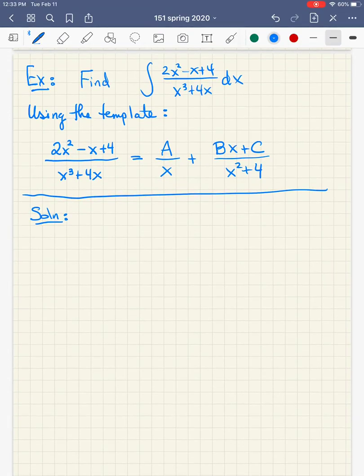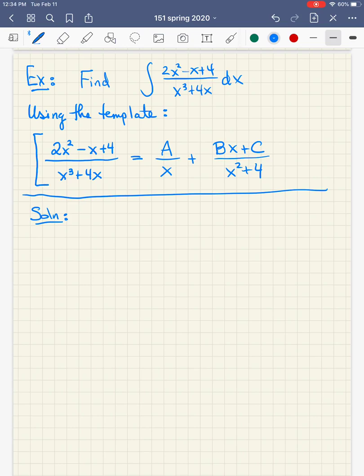All right, welcome to our next video on partial fractions. In this one, we're asked to do a pretty complicated looking integral. It's got 2x squared minus x plus 4 over x cubed plus 4x. And in this problem, we're given this setup, which is often what you'll be given.